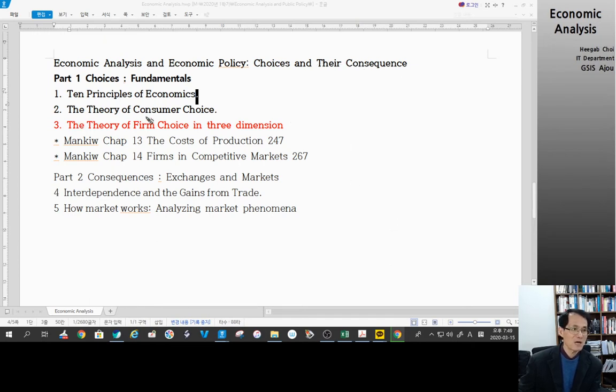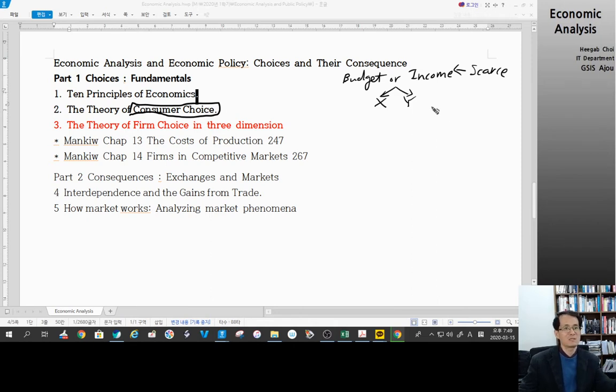And last time we talked about the theory of consumer choices. We applied the general principles to what consumers choose. A consumer has a fixed income, so their budget is fixed. Income is scarce, and we have to allocate the money into several goods and services. These are alternative consumptions, and we want to allocate our money across these activities.